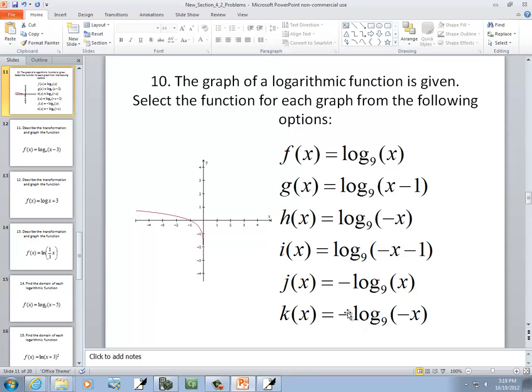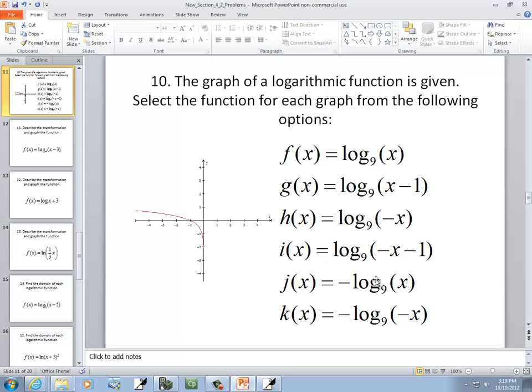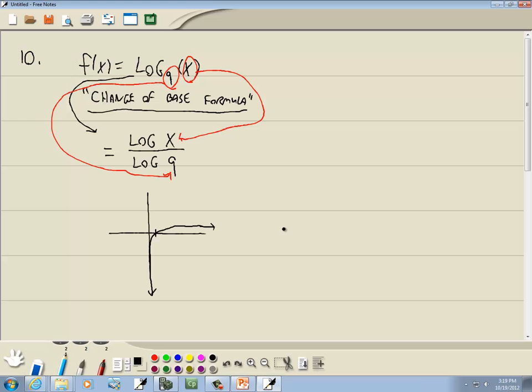Now k of x has a negative out in front. That means it would flip across the x-axis too. Well, this doesn't look like it's flipped across the x-axis if you compare that against this basic graph. It actually looks like h of x. Remember, a negative inside with the x flips it across the y-axis. So our answer, number 10, is h of x.